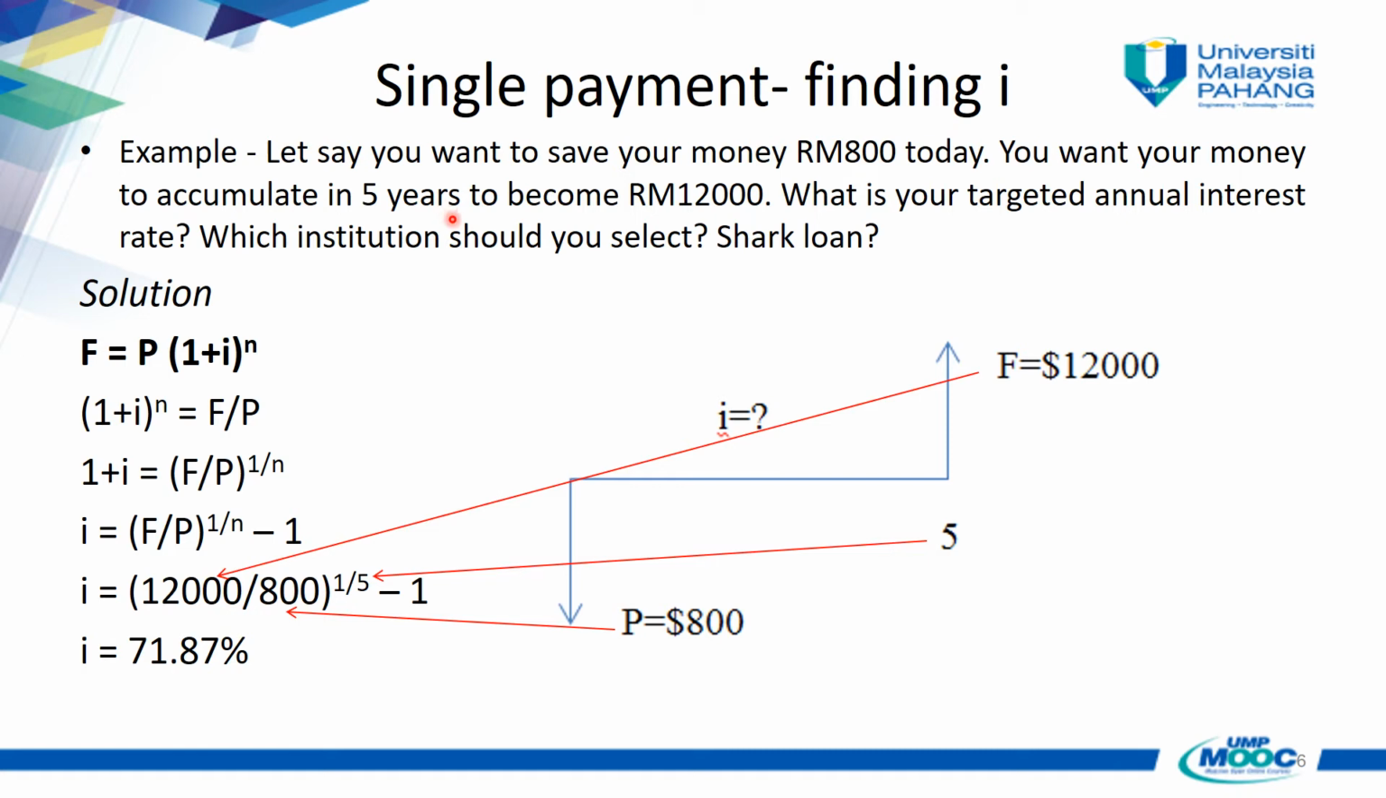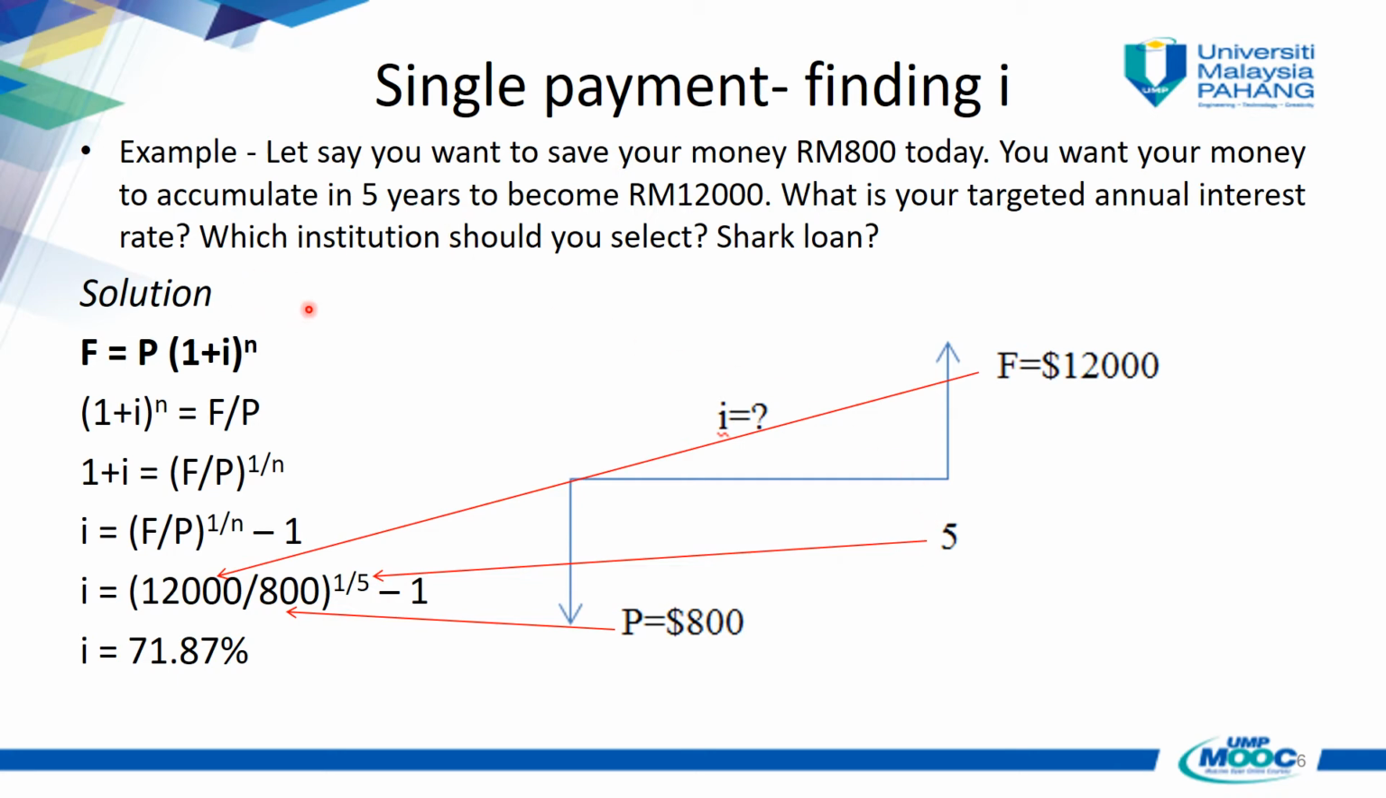So let's see this example. Let's say you want to save your money, 800 today. You want your money to accumulate in 5 years to become 12,000. So how much annual interest rate do you need to find so that your 800 will become 12,000 in 5 years? Let's see the solution here.